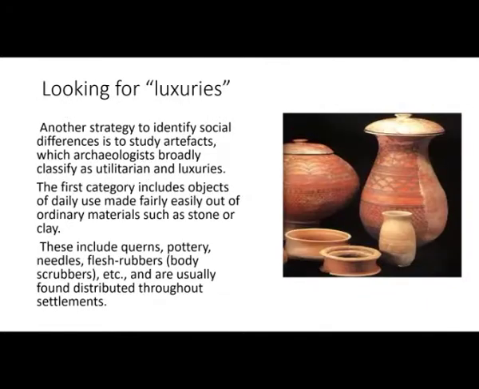Another strategy to identify social differences is to study artifacts, which archaeologists broadly classify as utilitarian and luxuries. The first category, the utilitarian, includes objects of daily use made of stone or clay, such as querns, pottery, needles, and flesh rubbers, which are usually found distributed throughout settlements.